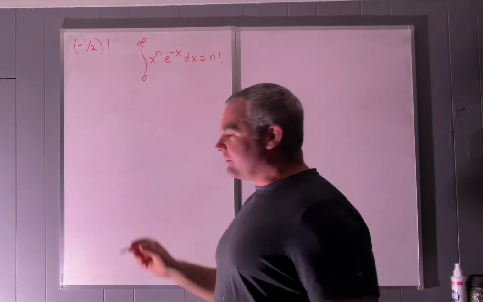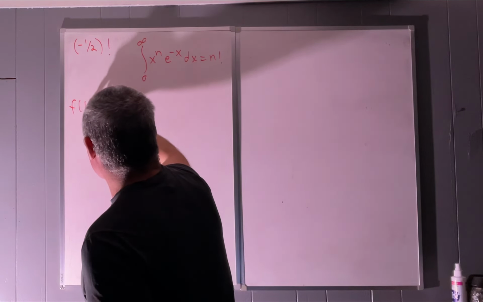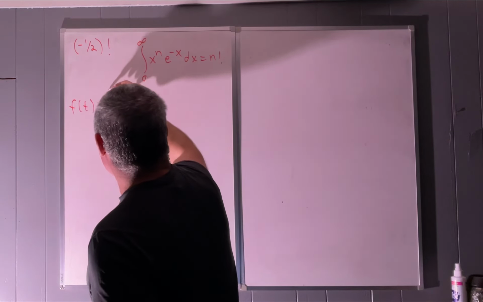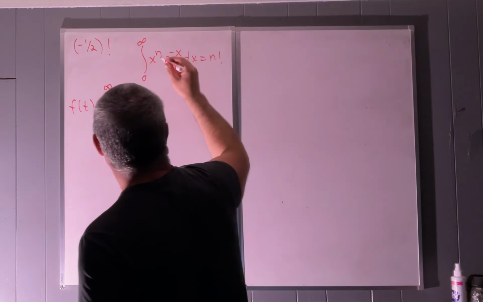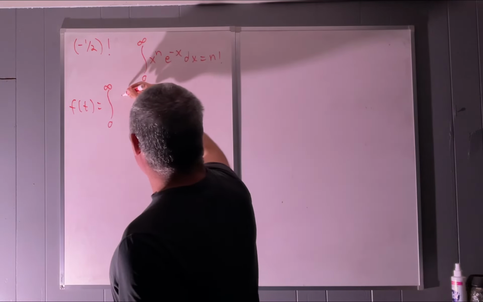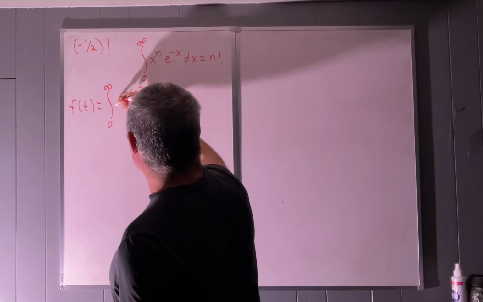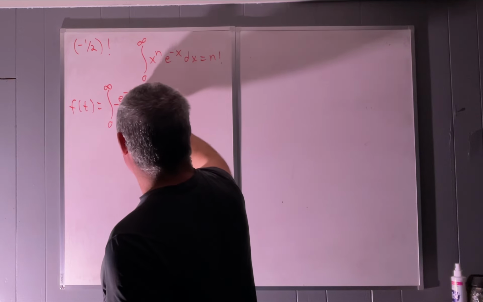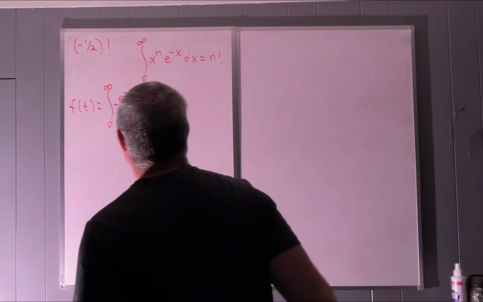Let's use Feynman integration. Of course, it's a channel on Feynman integration. So let's create a function of t that's equal to the integral from 0 to infinity of e to the negative t x squared over x squared plus 1 dx.